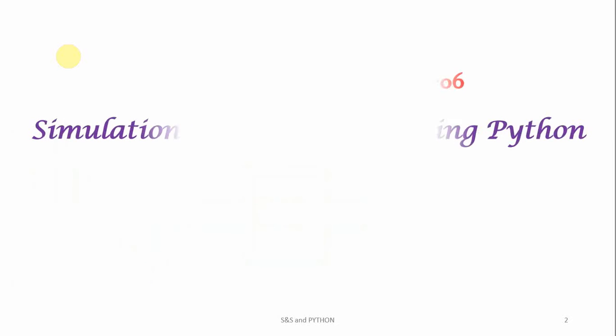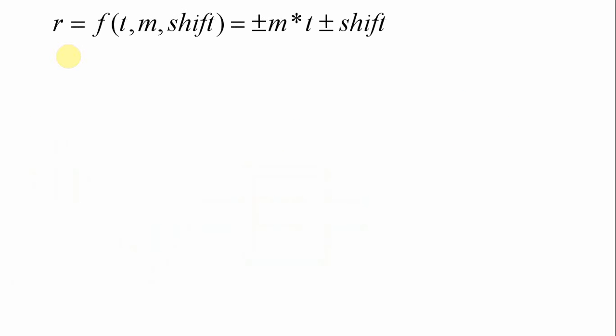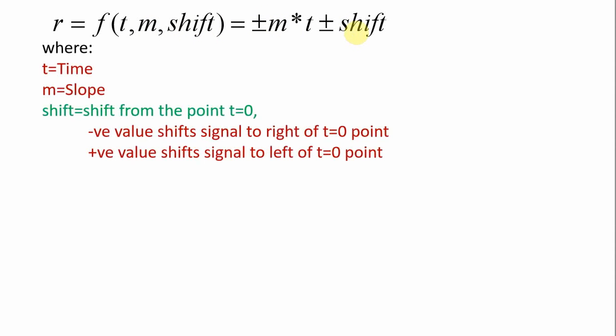In today's lecture, I am going to explain how to simulate a ramp signal using Python. A ramp signal is a function of time, slope and shift, and it can be written as plus or minus m into t plus or minus shift. Here t is the time, m is the slope, and shift is the shift of the signal from the point t is equal to 0.